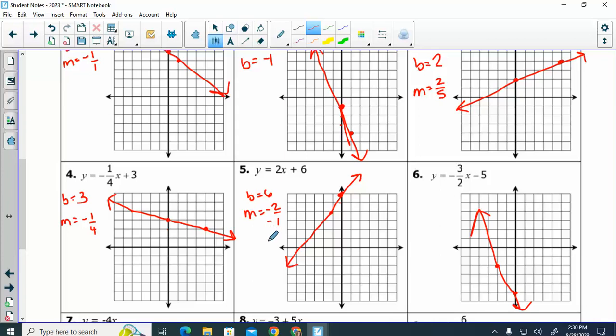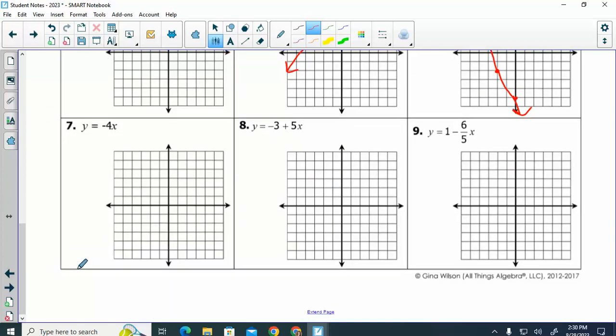Is that okay? All right, we're going to talk about the last 3 on the page, and that's where we're going to stop today. These look a little bit different. What is number 7 missing? The y-intercept. I don't have the plus b. What is it if there's nothing added to it? So the y-intercept is 0. Slope is negative 4, or negative 4 over 1, so go down 4 over 1.